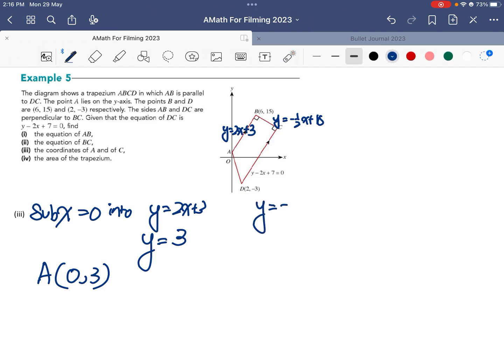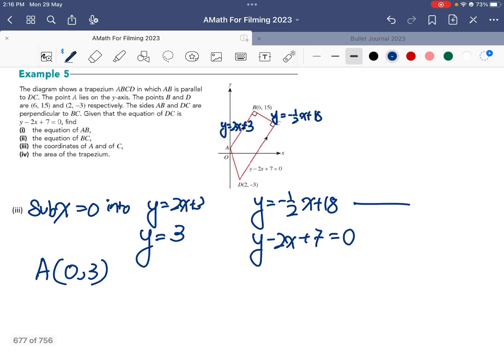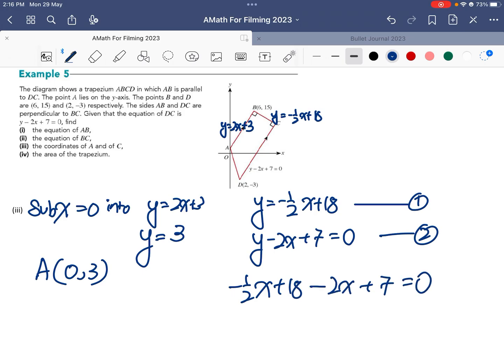So what I need to do to find C is to use y equals -1/2x plus 18, and y minus 2x plus 7 equals 0. So I can simply sub equation 1 into equation 2. So y, which is -1/2x plus 18, minus 2x plus 7 is equals to 0.